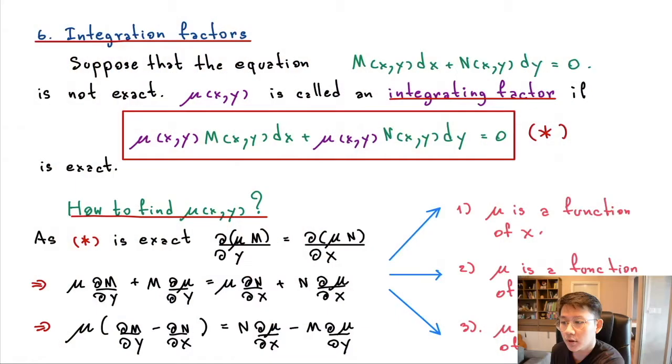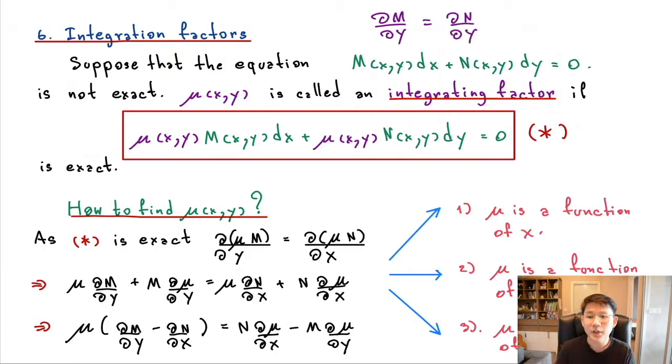Well, if you remember, in the previous section we talked about the exact equations. What is the condition so that the equation is exact? It is that dM by dy equals dN by dx. So if dM by dy equals dN by dx, we say that this equation is exact, okay? That was in the previous video.